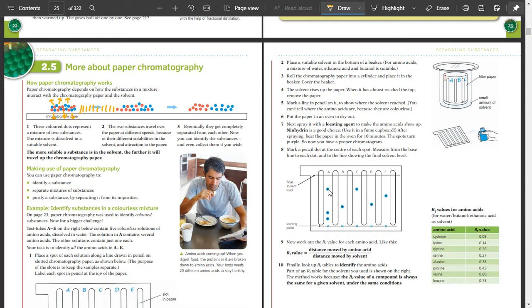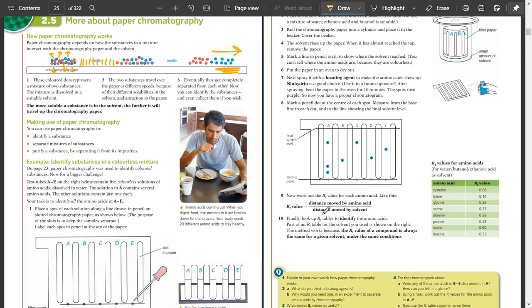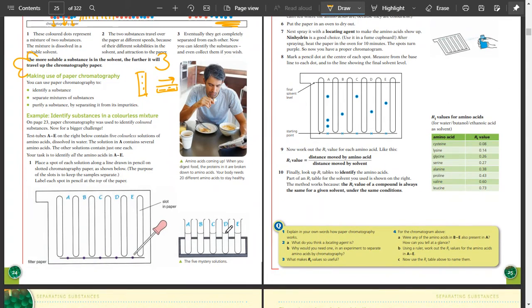So if your actual substances are more soluble than others, they will actually run up the paper or run along the paper faster than other substances that prefer to be on the paper and are attracted to the paper and less so attracted to the actual solvent. So the more soluble the substance is in a solvent, the further it will travel up the chromatography paper. That's up if you're doing the chromatography like that, or it's more along if you're doing the chromatography in that direction.